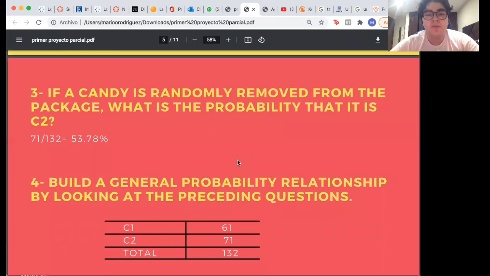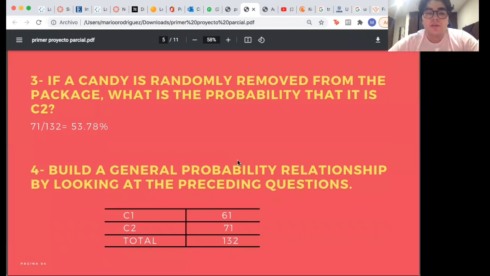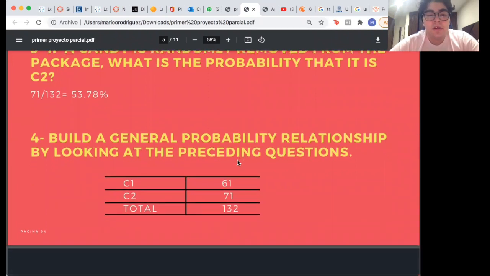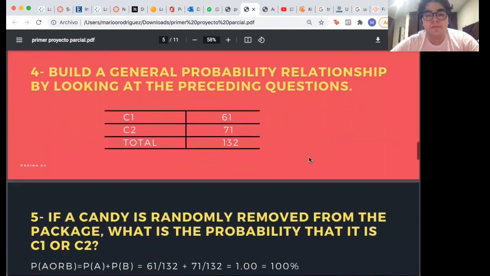If a candy is randomly removed from the package, what is the probability that it is color 2? The probability is 71 divided by 132, that equals 53.78%. Build a general probability relationship by looking at the preceding questions.